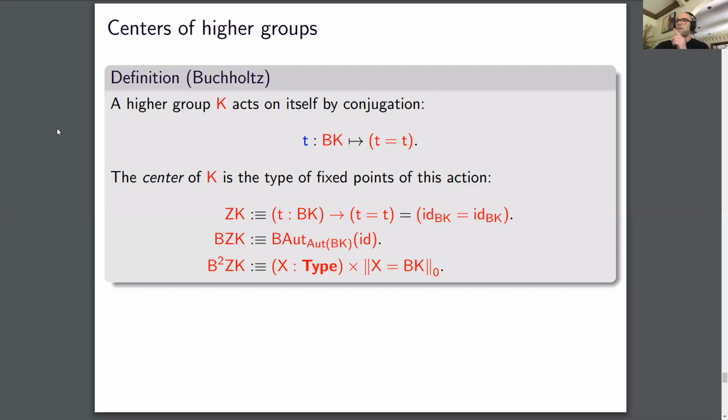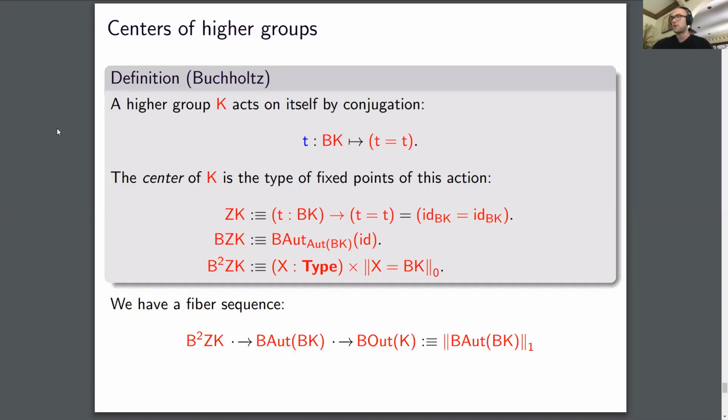Okay, now B2ZK looks a lot like B Aut BK, right? B Aut BK was types which are identifiable with BK. B2ZK is types with an element of the set of identifications with BK. So there's a forgetful functor. And moreover, the only addition is this extra element of the set of identifications, and we can get that as an identification in the one truncation. So sort of just by definition, we end up with this fiber sequence. And this is a really cool fiber sequence here.